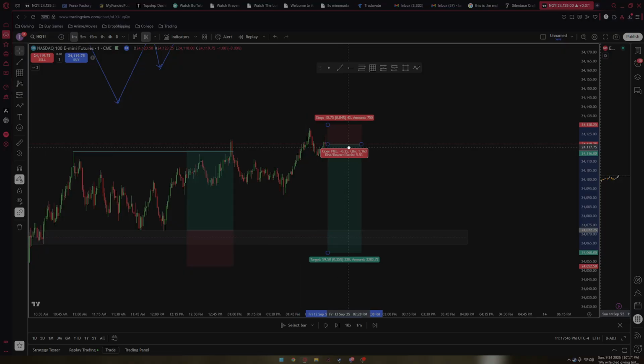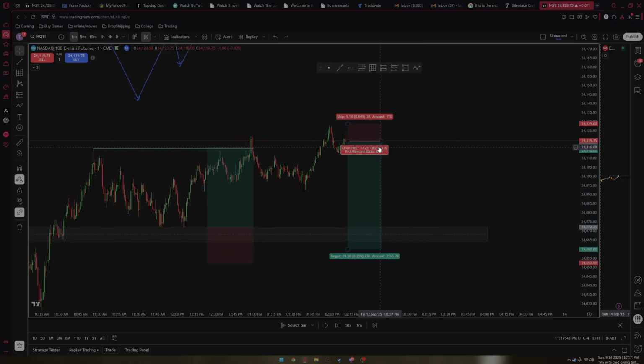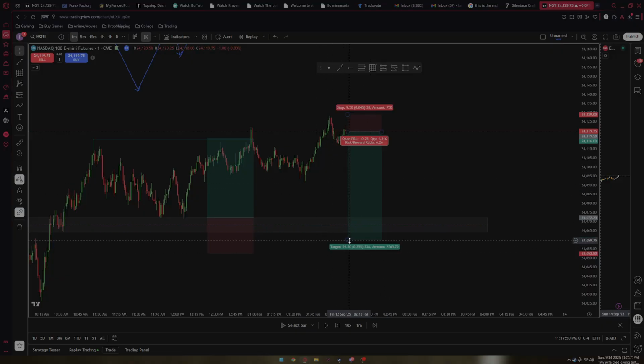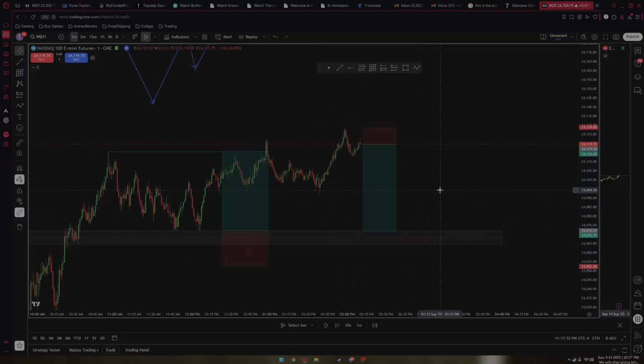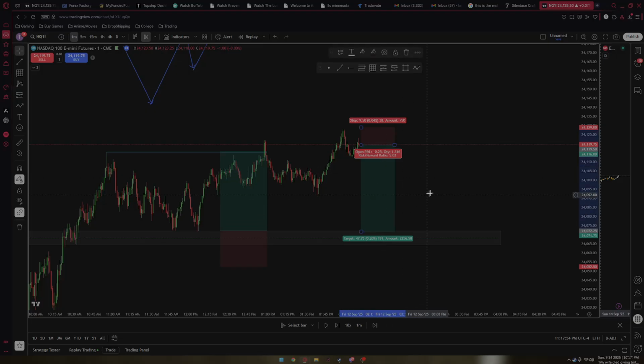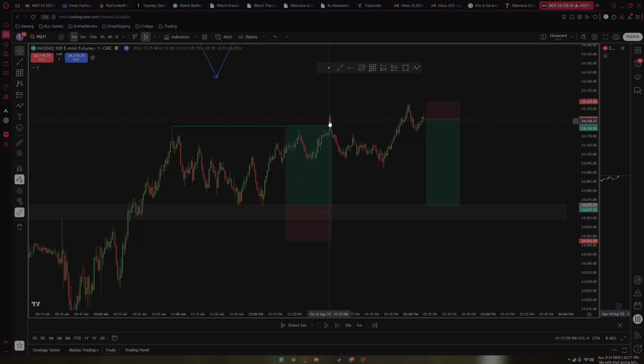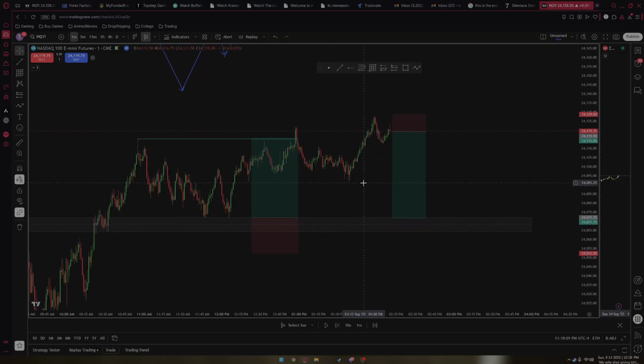So if I put my position right here and put my stop loss here, I'm betting that it's gonna go down. That's what the green represents. So I'm betting that it's gonna go short, and this one is I'm betting that it's gonna go up. Is that what you mean?